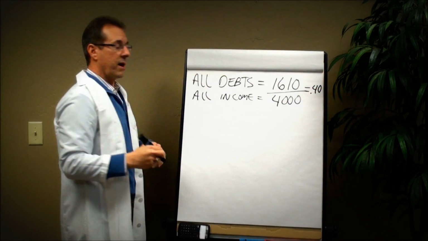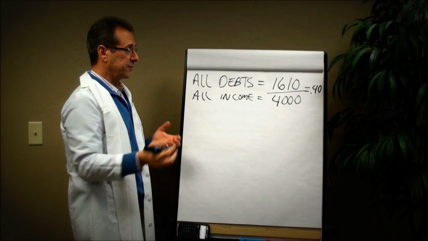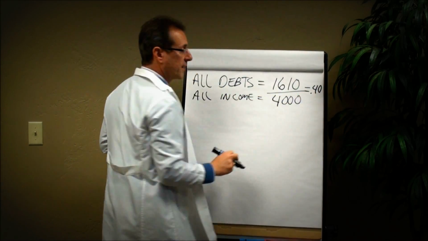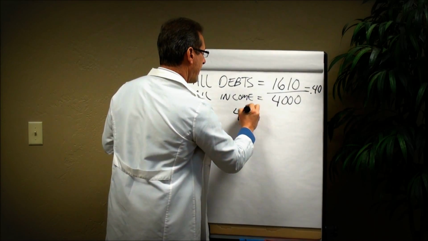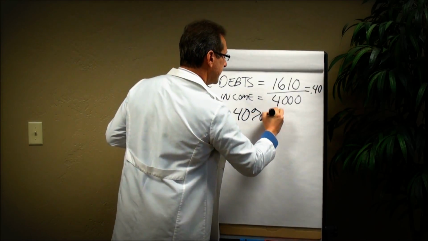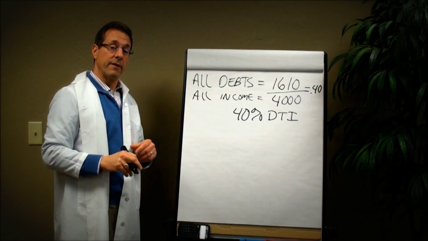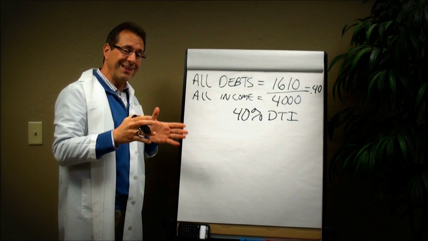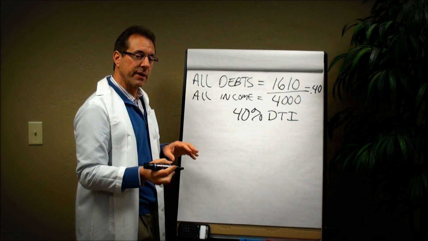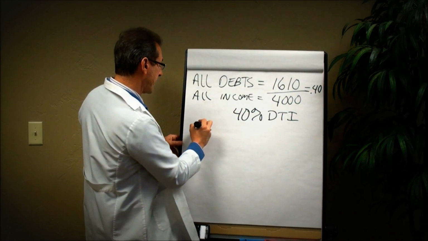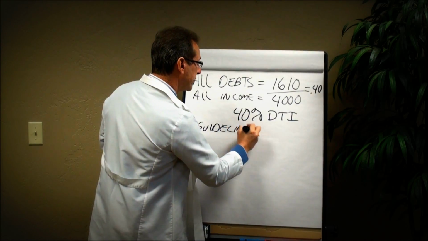Okay, that equals 0.40. Now, if you remember back to high school, that means 40%. So you've got a 40% DTI, debt to income ratio. Now, that just happens to be within guidelines on most loans. The limit, not the limit, I shouldn't say that, the guideline is 41% for most loans.